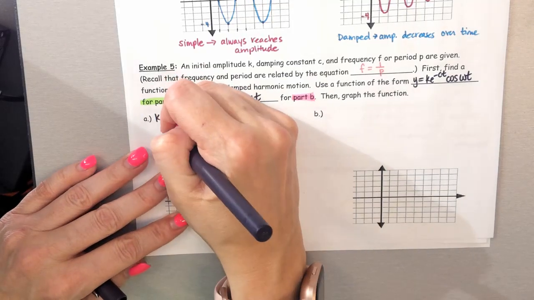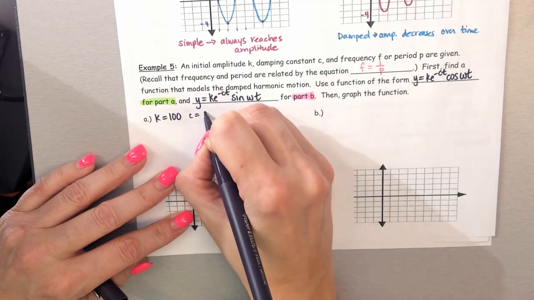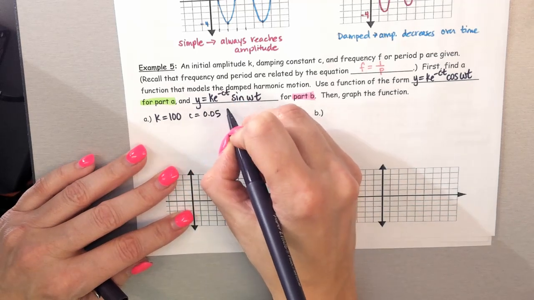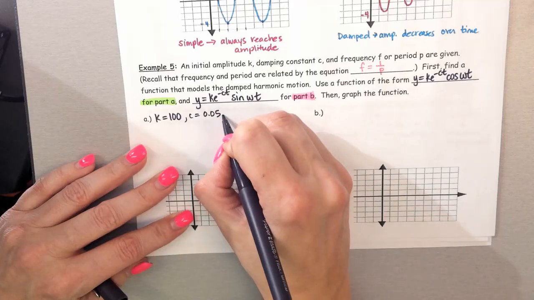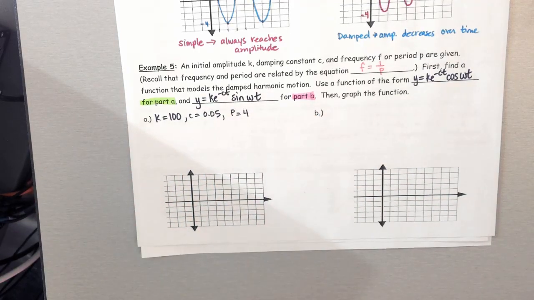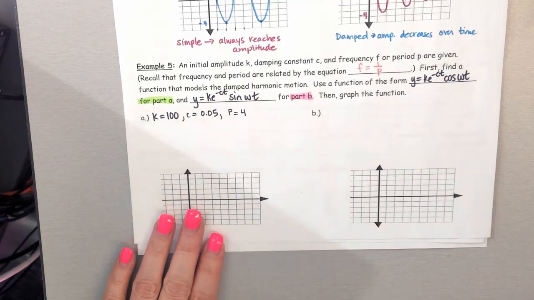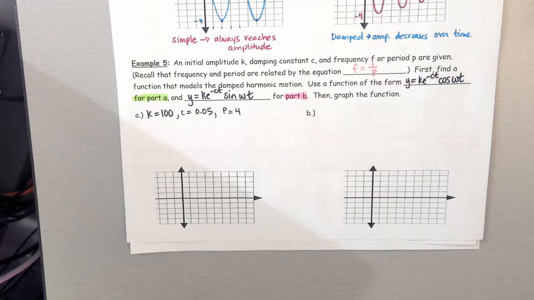So for part A, we have K is 100, C is 0.05, and the period is 4. We're given the value of K, we're given the value of C. What we don't have again is omega, so that's what we're going to find.